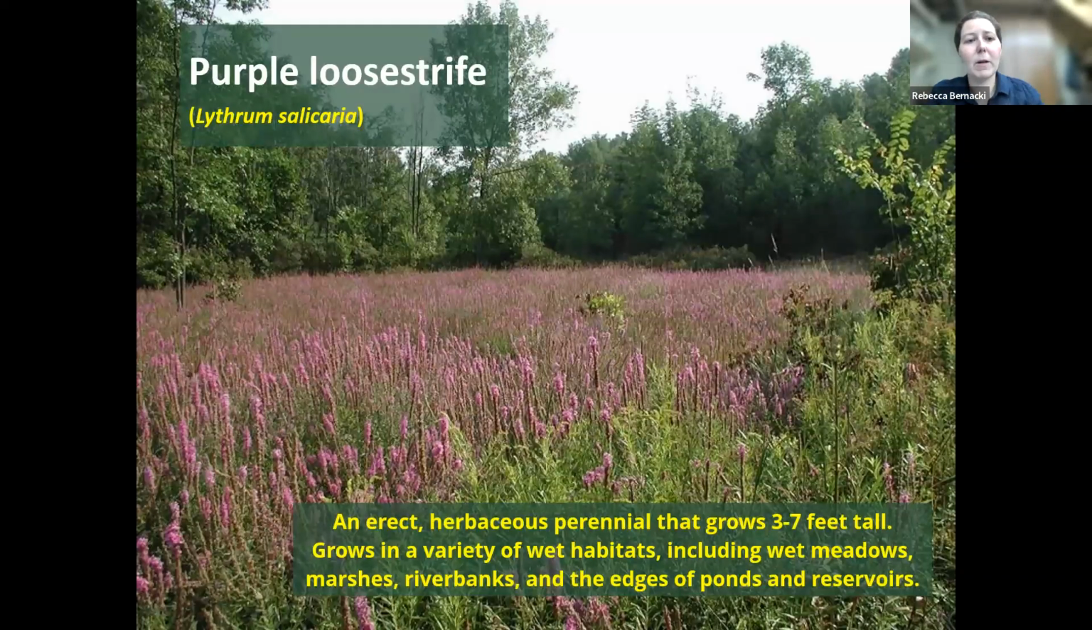The next species I'll talk about is purple loosestrife. Purple loosestrife is an erect herbaceous perennial, grows 3 to 7 feet tall in a variety of wet habitats, including wet meadows, marshes, riverbanks, and the edges of ponds and reservoirs. Pretty common roadside invasive species that we see quite often.